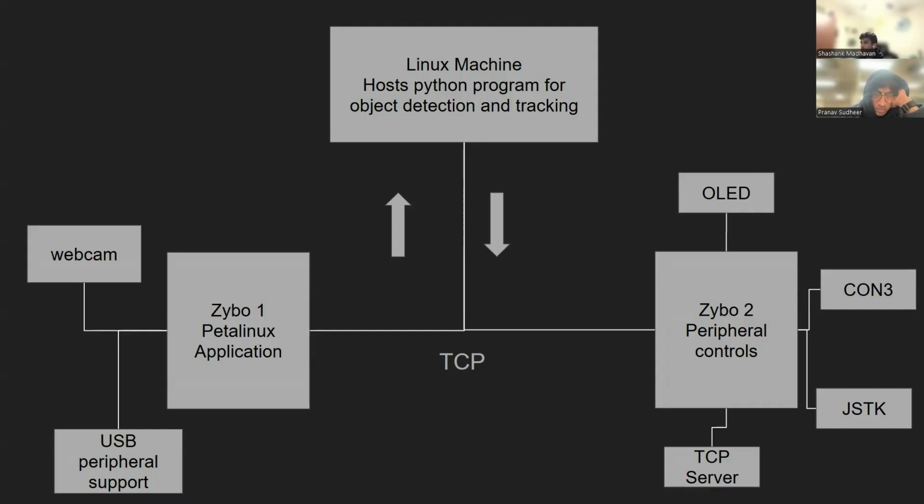This Linux machine hosts our Python program that's responsible for both object detection and tracking. Based off of where it's tracking said human, it will send commands over TCP again to our second Zybo board, to inform the motor how much to move or which direction to move in order to continuously track that human and keep them in the center of the frame. The second Zybo is also responsible for controlling many different peripherals, such as the OLED, the Con3, which is responsible for servo motor control, and the joystick, and it also hosts its own TCP server in order to properly establish this connection with the Linux host machine.